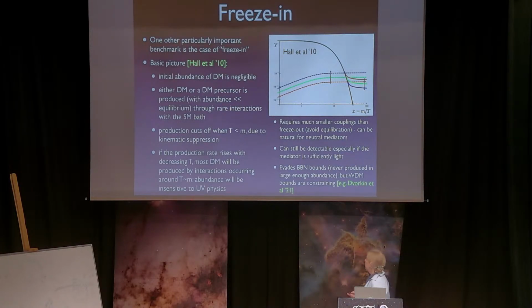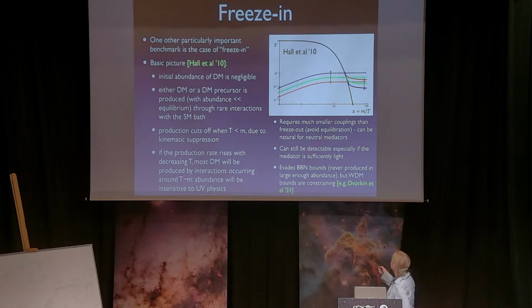So the basic picture is this: if there are some interactions between dark matter and the standard model, they will gradually equilibrate with each other. But what happens if that process never completes? The initial abundance of dark matter coming out of inflation is negligible, but then either dark matter or something that will decay producing dark matter is produced, with an abundance much smaller than equilibrium, through rare interactions with the standard model path. So you start out with nothing, and the interactions slowly populate the dark matter over time, in the epoch when the temperature of the universe is larger than the dark matter mass, so there's no kinematic barrier.